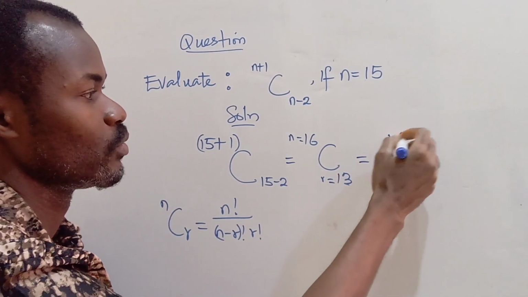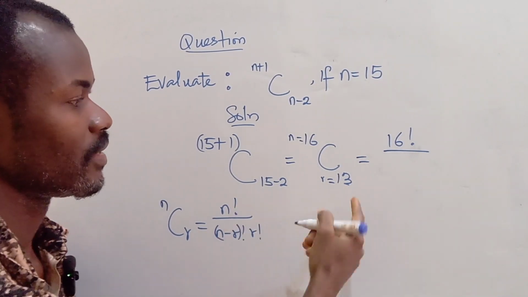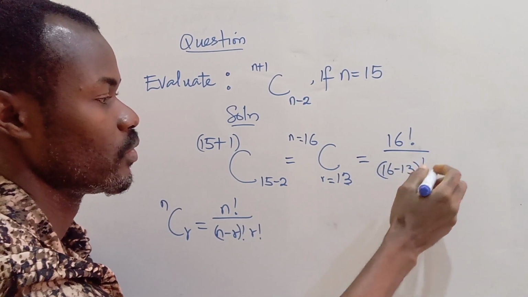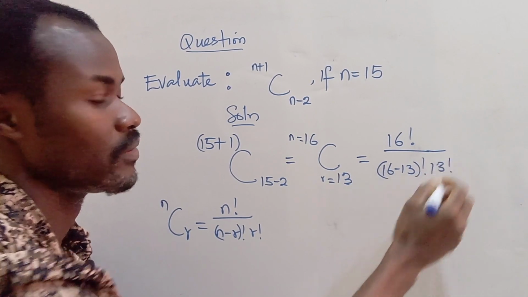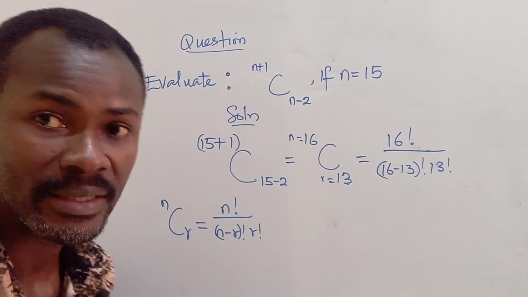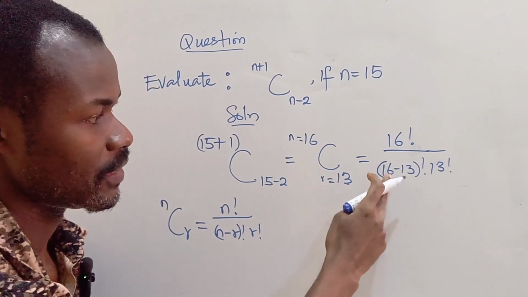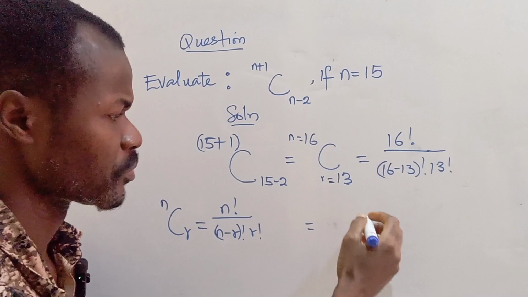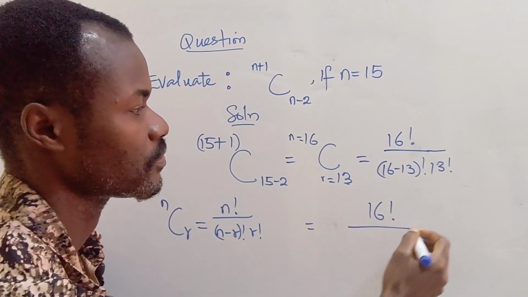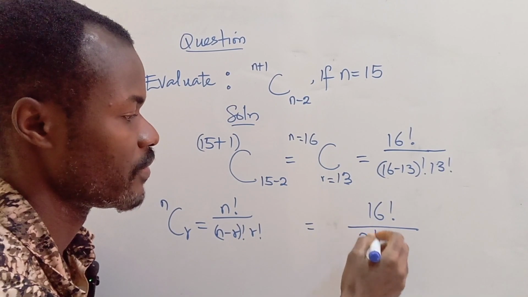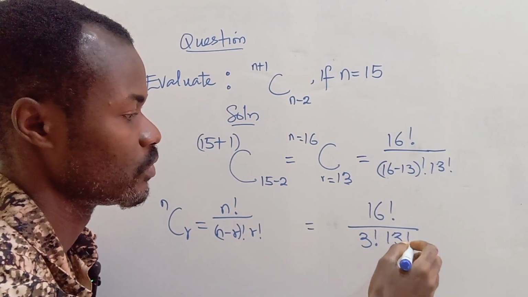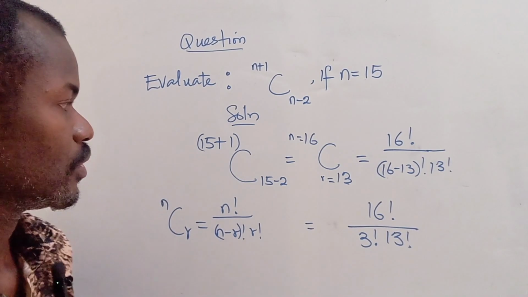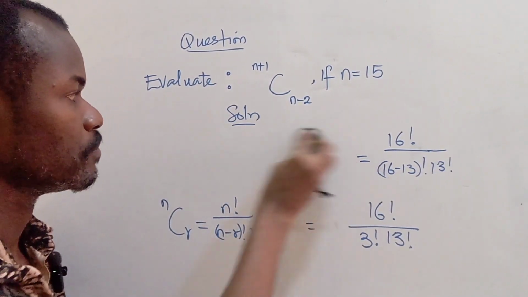Let's substitute and see what we are going to get. We are going to get 16 factorial divided by 16 minus 13 factorial multiplied by 13 factorial. So 16 minus 13 we know is going to give us 3 factorial times 13 factorial.